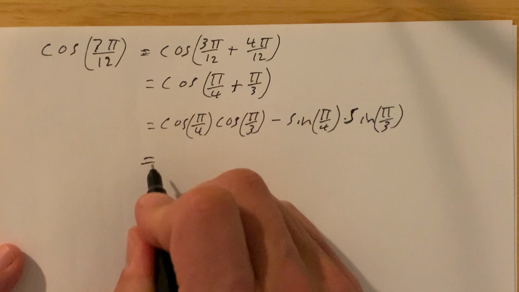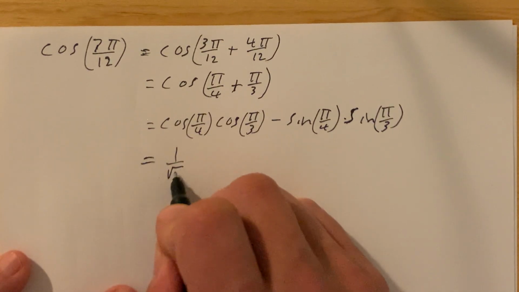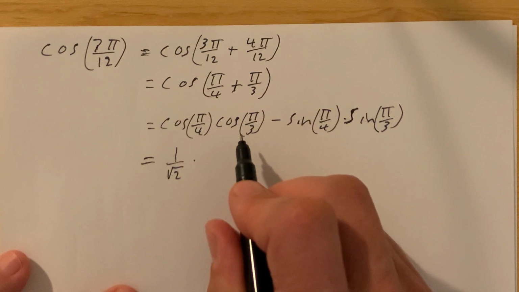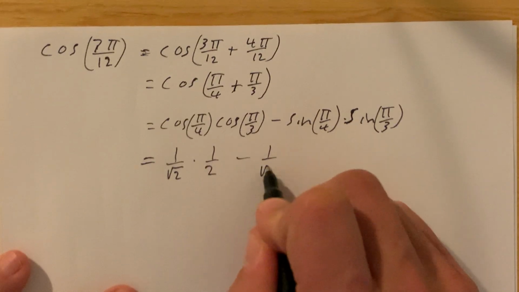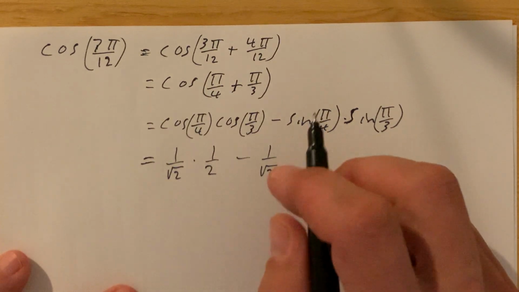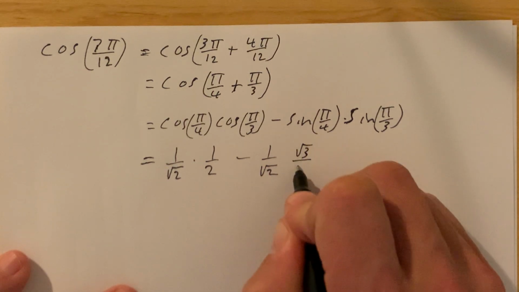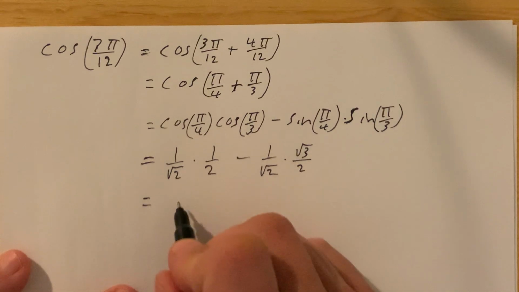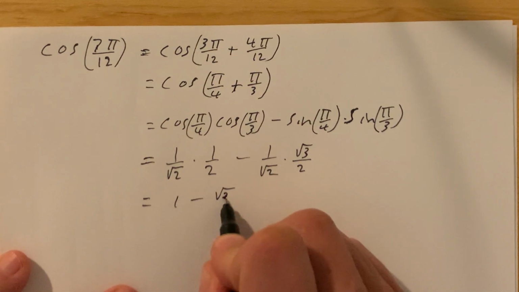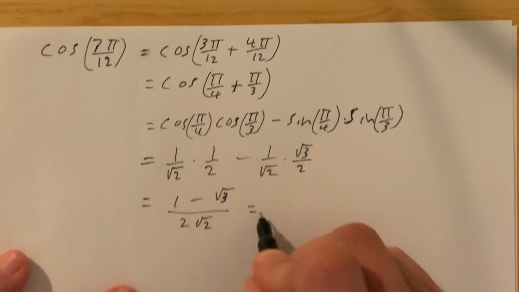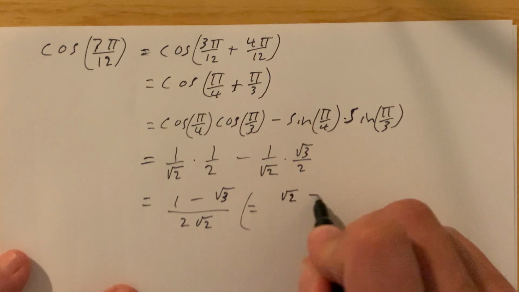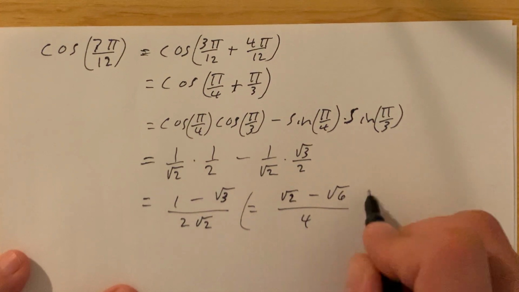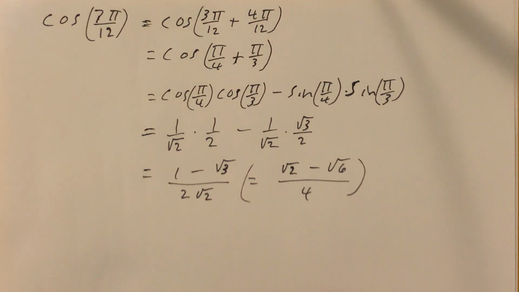Okay, so cos pi over 4 is 1 over root 2, and cos pi over 3 is 1 over 2, and sine pi over 4 is 1 over root 2, sine pi over 3 is root 3 over 2. Okay, and that becomes 1 minus root 3 over 2 root 2, which if you multiply top and bottom by root 2, you get root 2 minus root 6 all over 4. Okay, and that's a couple radian examples for compound angles.